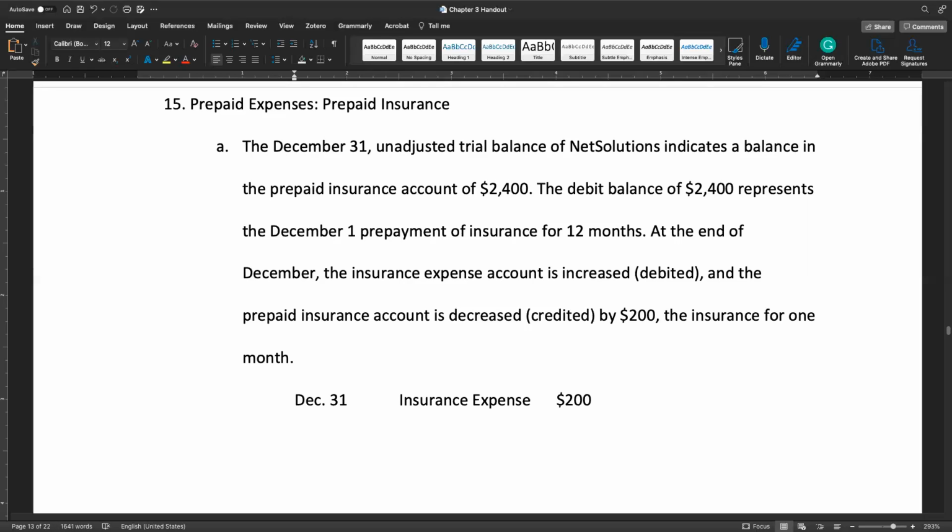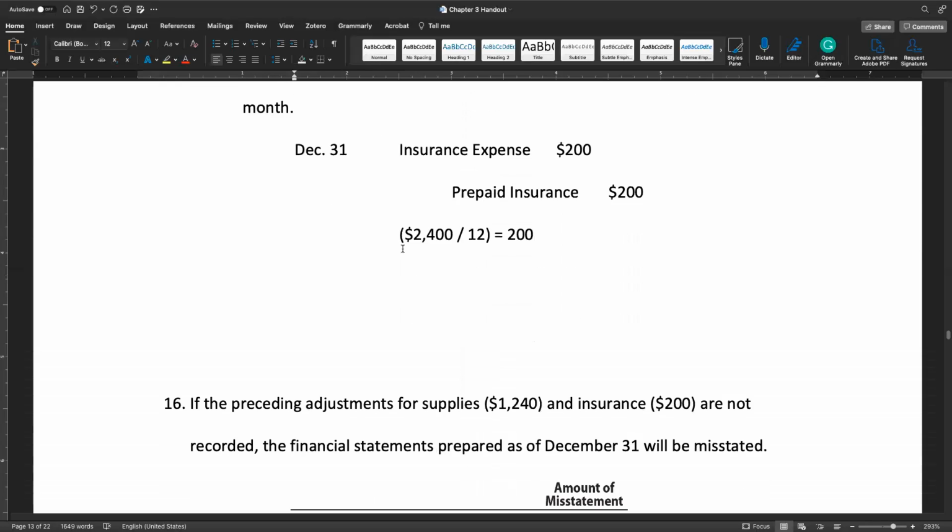And the asset account for this is going to be prepaid insurance. And just so you don't forget how we got that amount, it's 2,400 divided by 12. If we had only paid for 6 months of insurance, we'd do 2,400 divided by 6, or 3 months, 2,400 divided by 3, okay? So make sure you read the problem carefully.